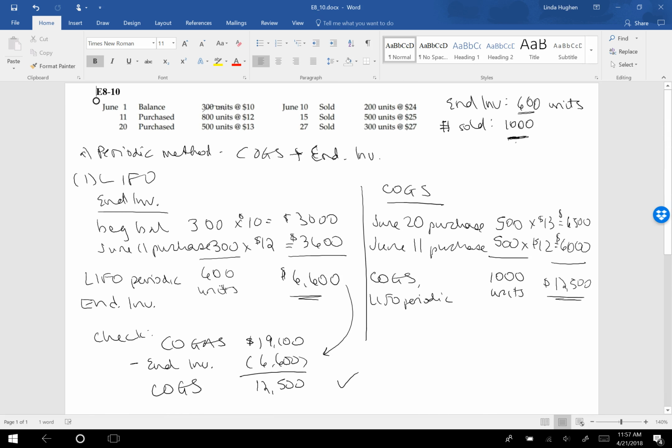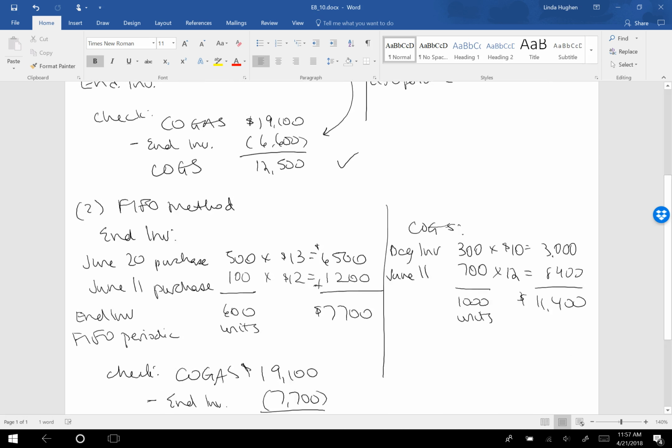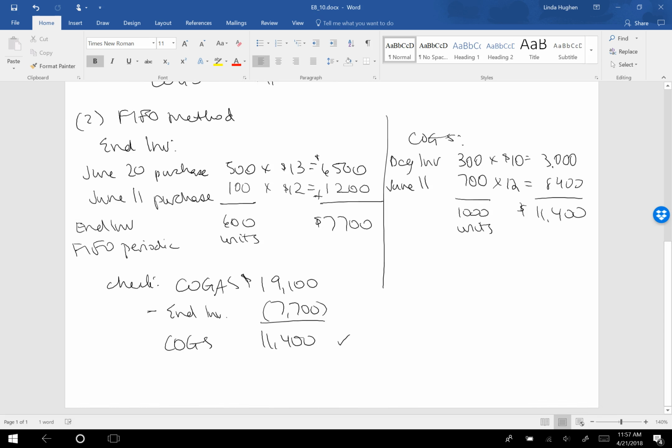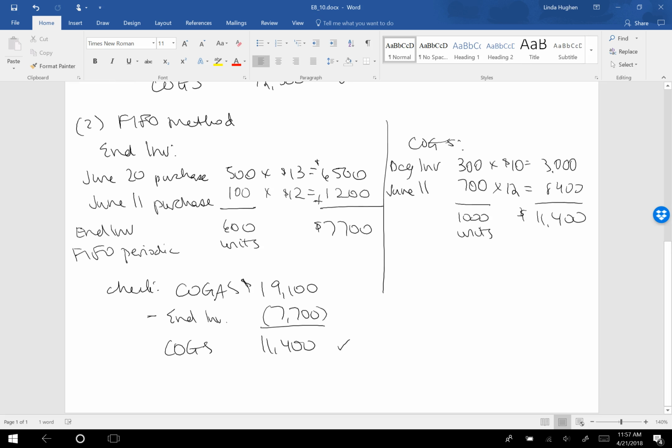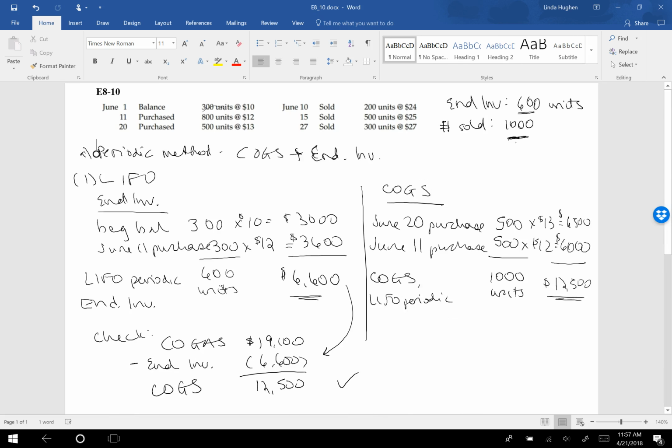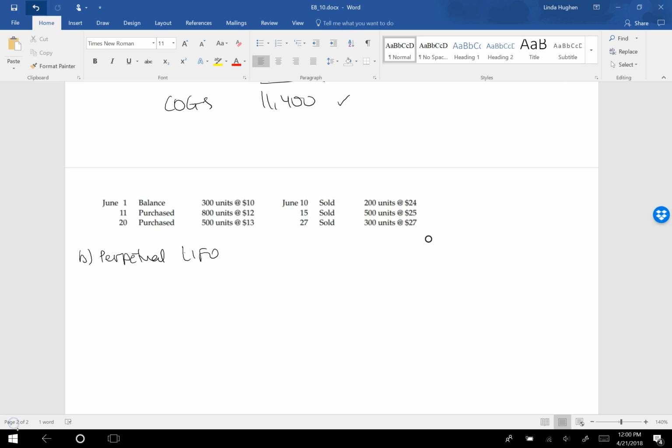Okay, looking at this data, part B says, assuming that the perpetual method was used, what is the value of ending inventory using the LIFO cost assumption? All right, so scroll down here. Okay, now we are looking at part B, the perpetual LIFO method.